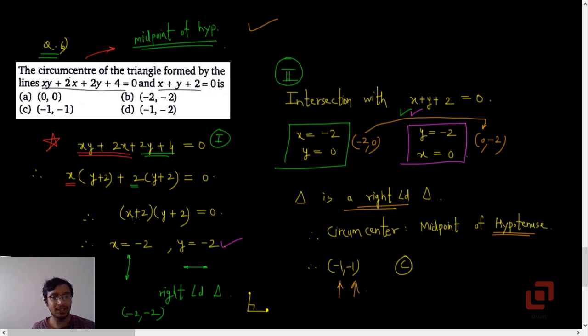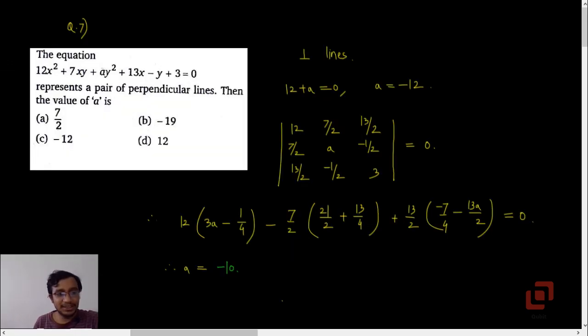Let's go to question 7 now. Question number 7. The equation 12x squared plus 7xy plus ay squared plus 13x minus y plus 3 equal to 0 represents a pair of perpendicular lines. Then the value of a is 7 by 2, minus 19, minus 12 or 12.